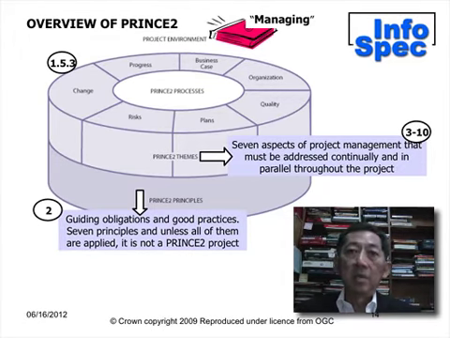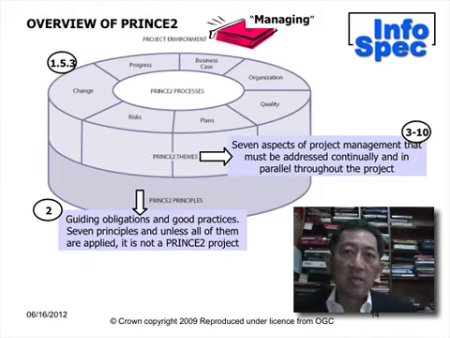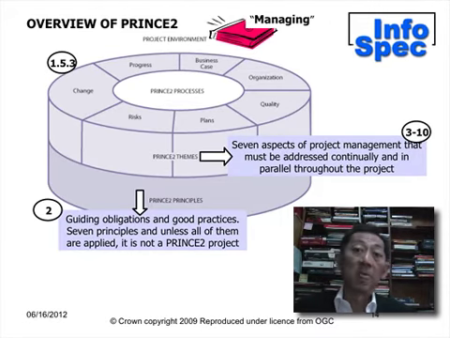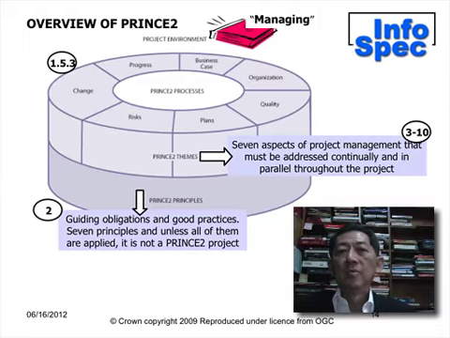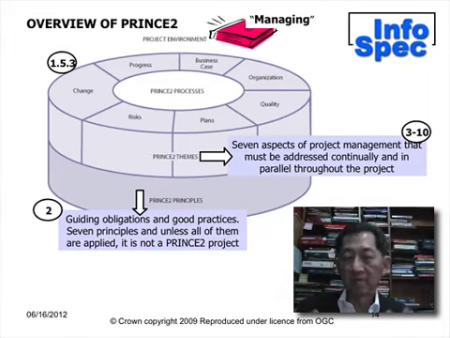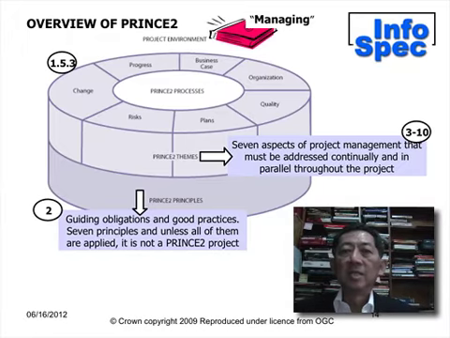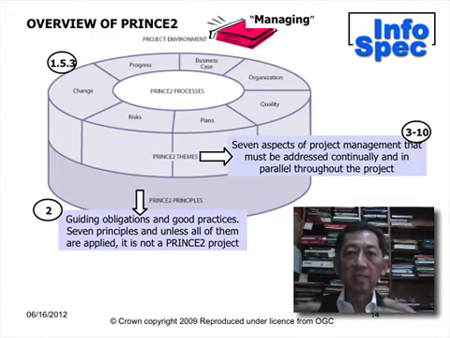What about the themes? The themes, again 7 of them, are various aspects of project management. Whether you do Prince2 or any other methodology or no method, you will find that these are the 7 types of things that have to be considered if your project wants to have a high rate of success. So these are 7 aspects of project management that have to be addressed continually throughout the whole project, and all of these things happen at the same time.